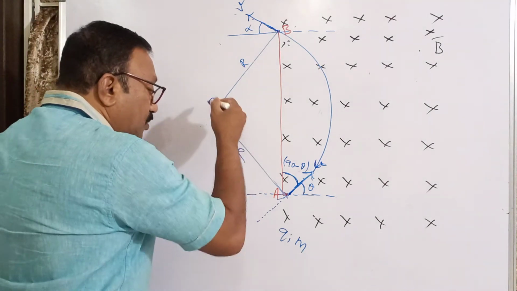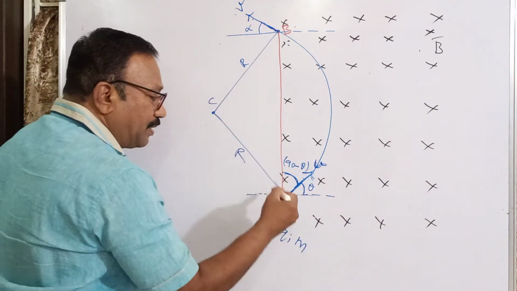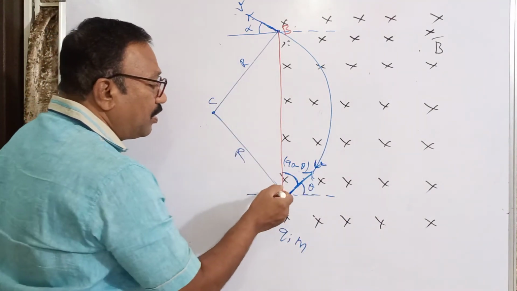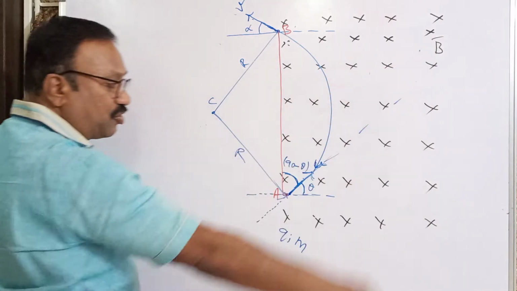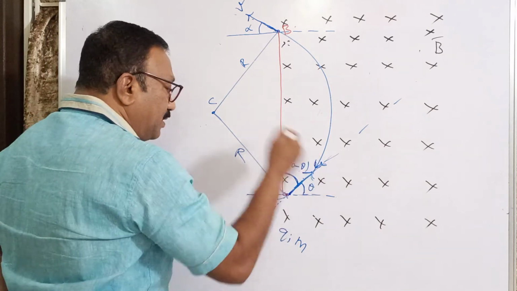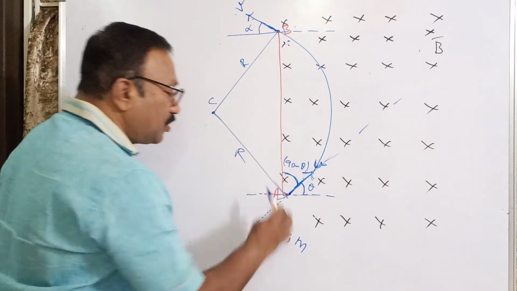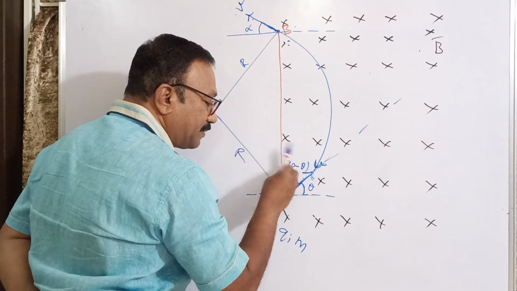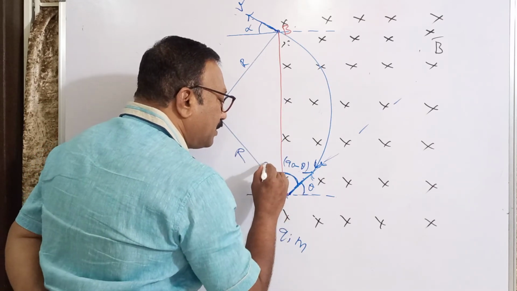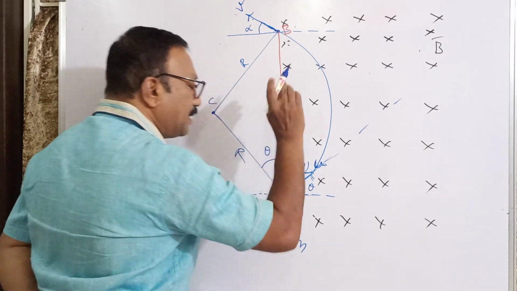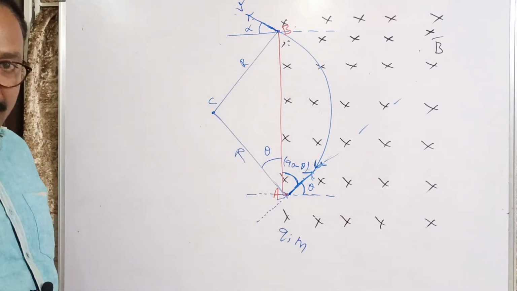Next. So this radius and velocity are perpendicular. I already told you, velocity is always tangential to the circular motion, and tangent is perpendicular to radius. So this angle has to be 90 degrees. So if this is 90 minus theta, this has to be theta. Once again.